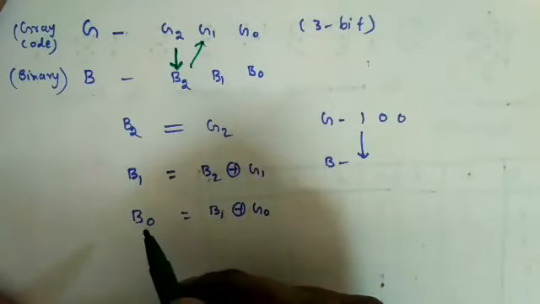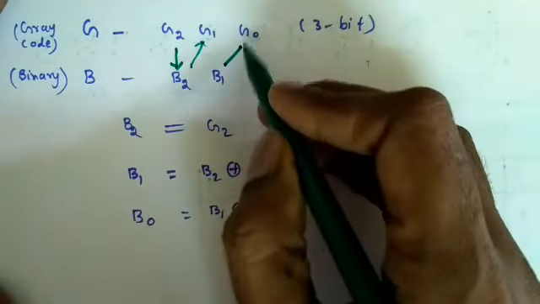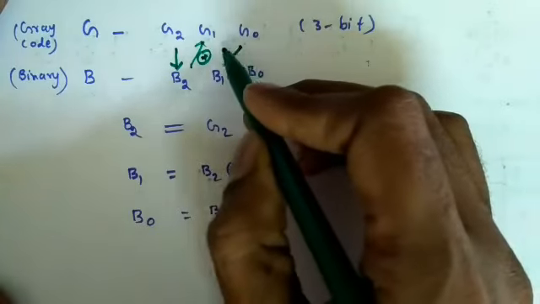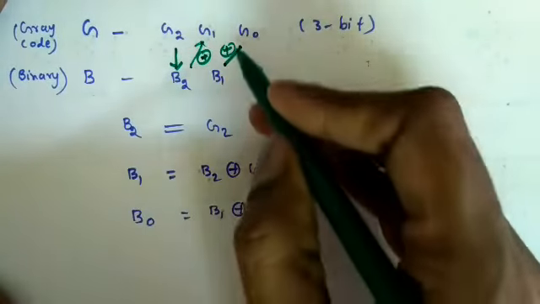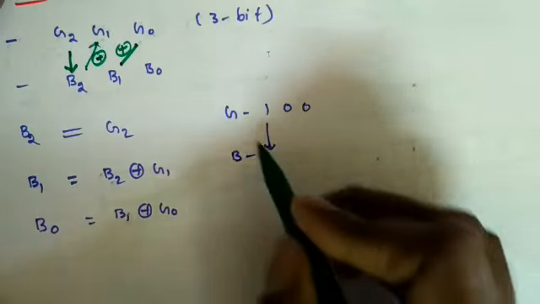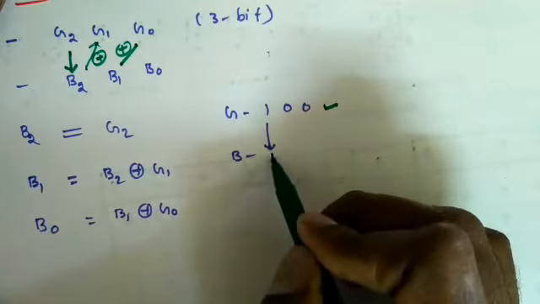Similarly, if I want the last bit, the LSB, I have to use this resultant and the next bit in the given gray code. So this is the XOR gate function. This will give the next bits. Now if I take the example, then it will be very clear. So this is a given gray code. If I want binary, the MSB will be as it is.